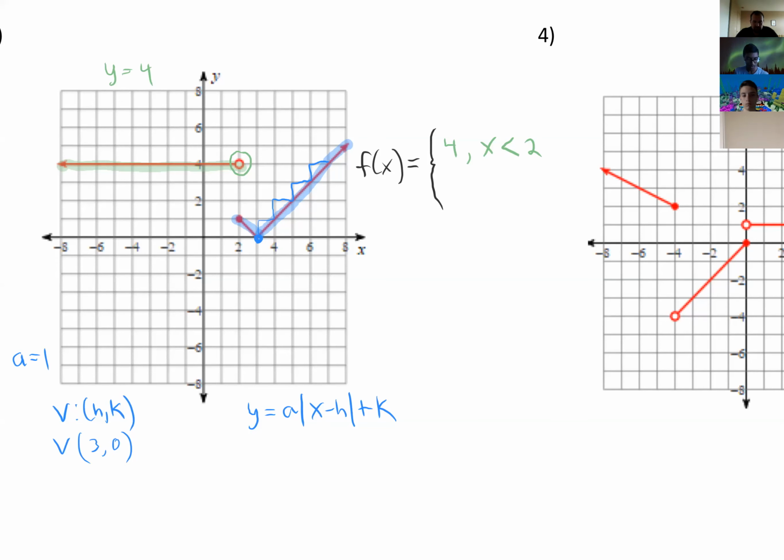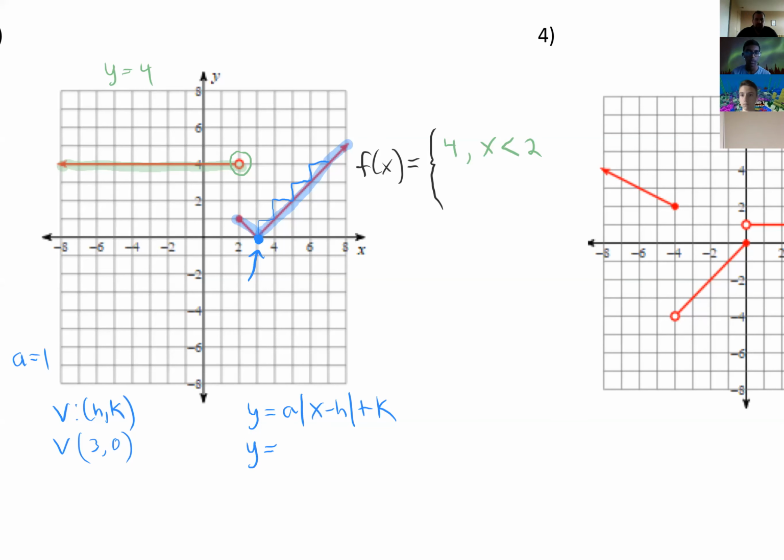Mr. Morrison, what did the variables mean in the absolute value graph equation again? So A is the slope on the right side of the point. H and K is the vertex, where the V changes direction. So H is the x coordinate of this point right here. K is the y coordinate of that point.